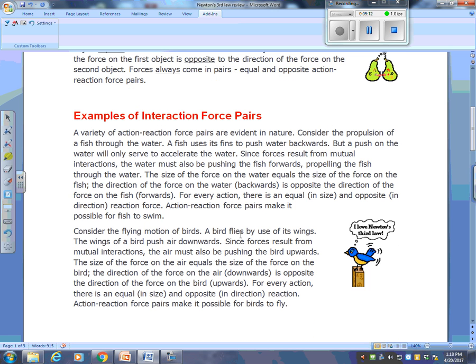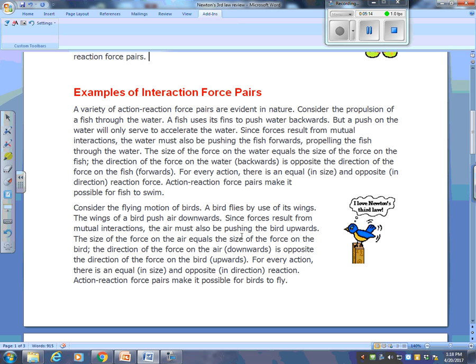Examples of interaction force pairs. A variety of action-reaction force pairs are evident in nature. Consider the propulsion of a fish through the water. A fish uses its fins to push the water backwards, but a push on the water will only serve to accelerate the water. Since forces result from mutual interactions, the water must also be pushing the fish forward, propelling the fish through the water. The size of the force on the water equals the size of the force on the fish. Equal!